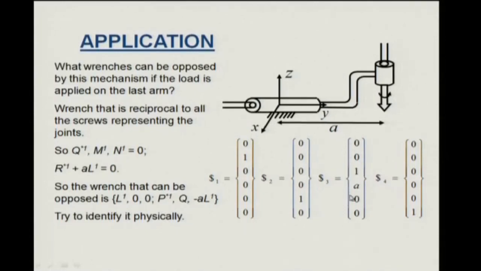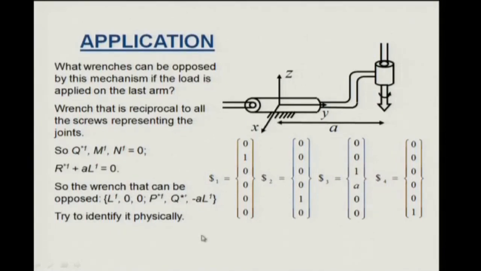Now this is a little bit more complicated because what it essentially says is that R times 1 plus a times L must be equal to 0. Okay. So the wrench essentially that you are looking for is basically of this type, L, 0, 0, P star, Q, and then minus aL. Now this has to be minus aL because this is L from this relationship. Okay. Oh, this I should write as Q1 star, but anyway.